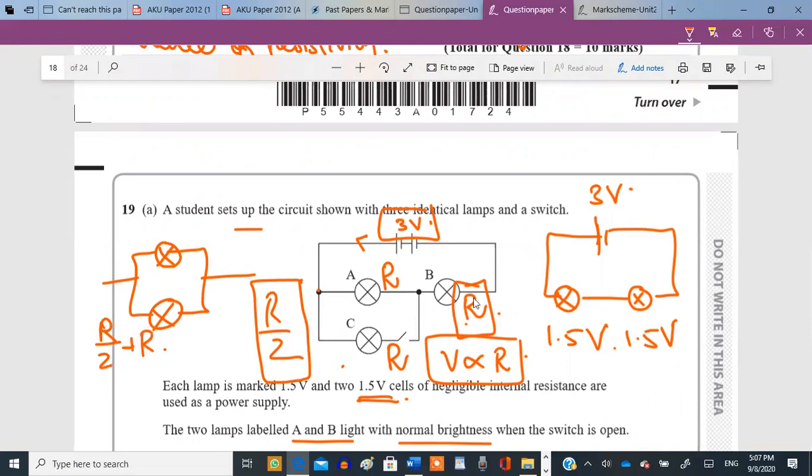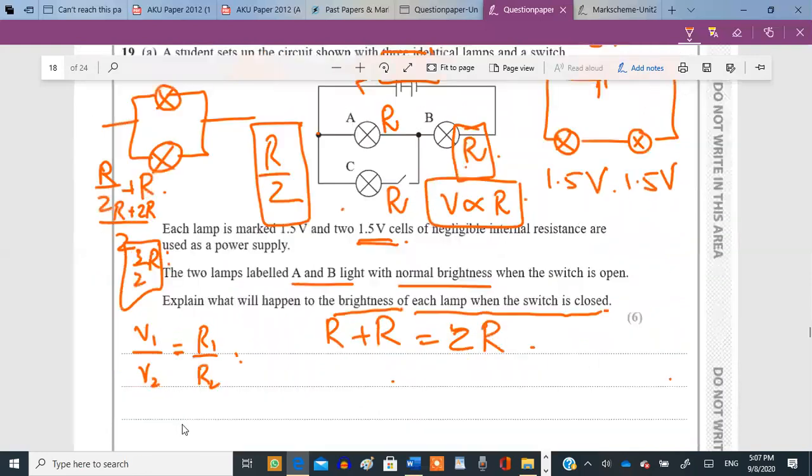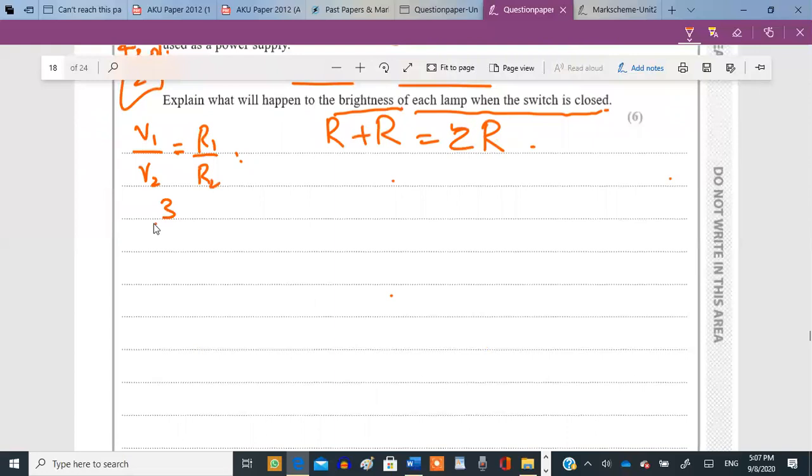The total resistance of the circuit. Is it going to be R upon 2 plus R? Yeah, it's R upon 2 plus R, the total resistance, right? Because these two are in parallel to one another and this is in series to both of them. So now it's going to become R plus 2R, which is 3R upon 2 or 3 upon 2R. 3 upon 2R is your total resistance now. So the total voltage is 3. The total resistance is 3 upon 2R.